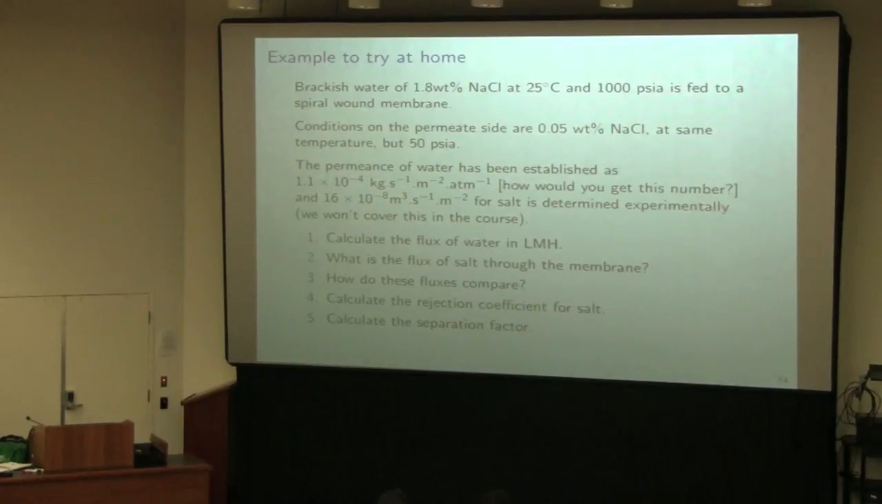There's also the permeability of the salt that's determined experimentally. I said that we won't cover this in the course. I may actually show some experimental setup for how to calculate that number. But then we can get that permeance of the salt. What I'd like you to do then, and this is so easy, I don't even need to go through this in class next time. I can simply close the solutions up. You guys can do this, it's easy. So make sure that you can do this. Just calculate the flux of the water in LMH, calculate the flux of the salt, then look at those fluxes, compare them, do they make sense? And then steps 4 and 5, where we'll start next time, are to calculate the rejection coefficients and separate.